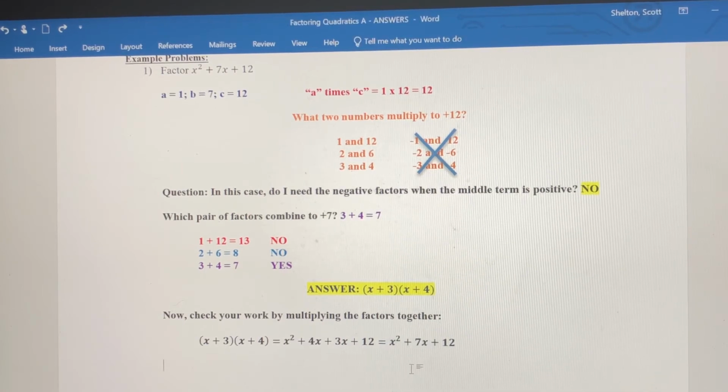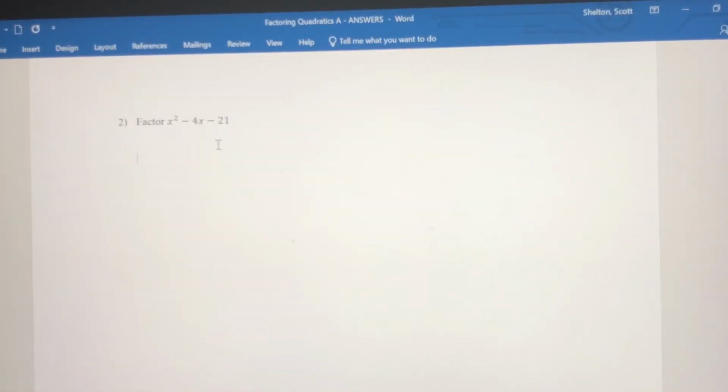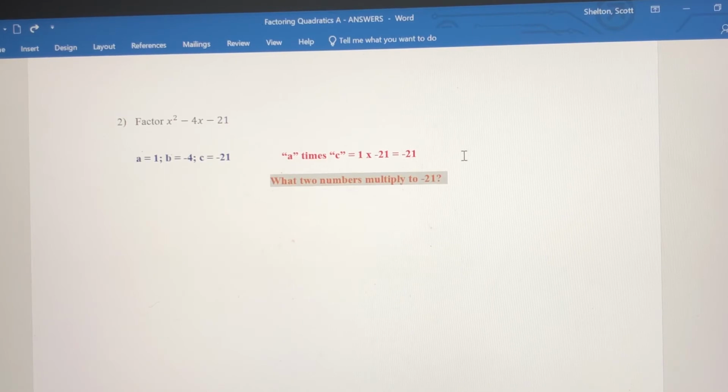Now, let's try example problem number 2. Pause the video right here and give number 2 a try. Try to factor x squared minus 4x minus 21, and then come back and check your work. Again, we've got a quadratic trinomial. Leading exponent is 2, 3 terms. Let's label A, B, and C. Now, I want to multiply A times C. A times C is going to be negative 21. I want to think of all the factors that could multiply together to give me negative 21. It's going to be 4 pairs this time: 1 and negative 21, negative 1 and positive 21, positive 3 and negative 7, negative 3 and positive 7.